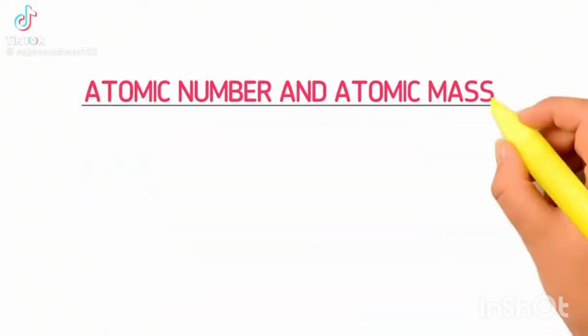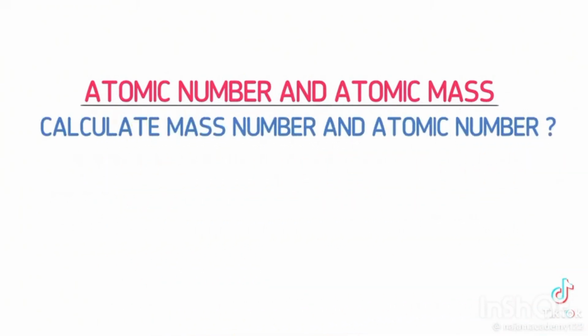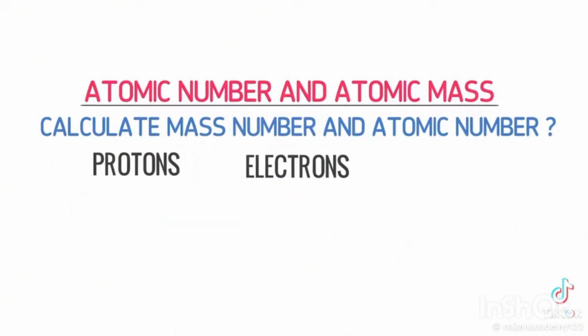What is atomic number? Atomic mass or mass number. How do you calculate mass number and atomic number? And how to find the number of protons, electrons and neutrons in any atom?